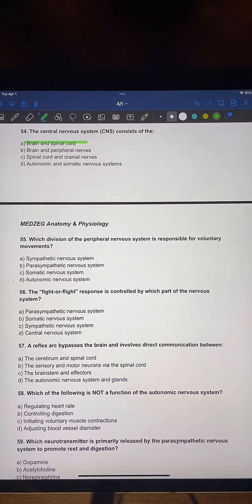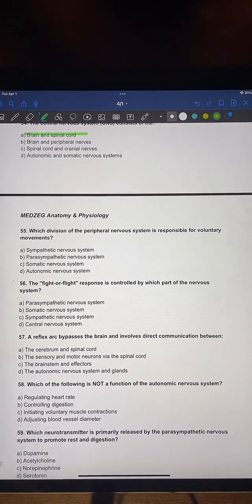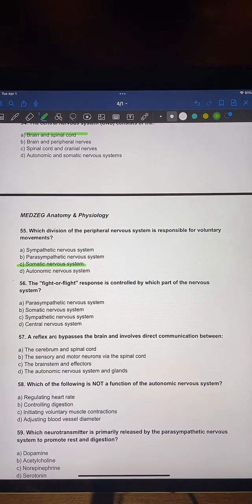So the sarcomere, sarcoplasm, T-tubulus. T-tubulus is where the action potential travels to, and it allows the sarcoplasmic reticulum to release calcium. But 55, the answer is C. It is the somatic nervous system. Which division of the peripheral nervous system is responsible for voluntary movements? That is somatic. Think of somatic as body, so our body is what's moving. The involuntary actions and processes are the autonomic. Think of involuntary: you don't have to think about it. It's just automatic.